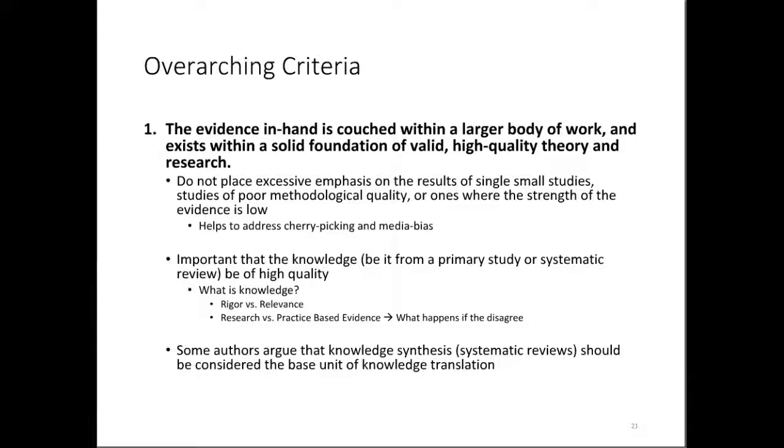One other thing I want to talk on quickly is that some authors argue that knowledge syntheses, like systematic reviews, should be considered the base unit of knowledge translation. While I don't disagree that systematic efforts to do implementation should be based on systematic reviews, I also think systematic reviews are limiting in the sense that there's a lot of inclusion-exclusion criteria. Oftentimes you're trying to find, especially in meta-analysis, homogeneous groups. And oftentimes the results of meta-analyses and systematic reviews are so narrow that they don't have applicability to a wider or general population. So you have to be very careful about that. I don't want to say that all knowledge translation should be based off knowledge syntheses. I definitely don't think that's true. That's just my own personal bias.